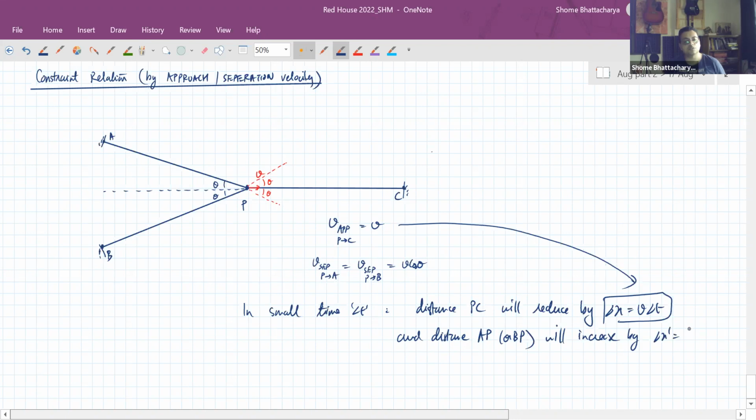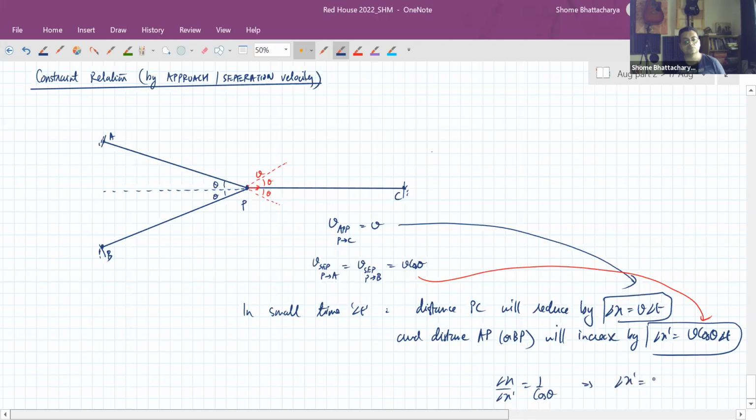Now that will be equal to how much? It will be V cos theta into delta t in a small time, because that theta should not be changing appreciably. So separation is happening. So you can see that delta x upon delta x prime is 1 by cos theta. The constraint relation between these two is this.